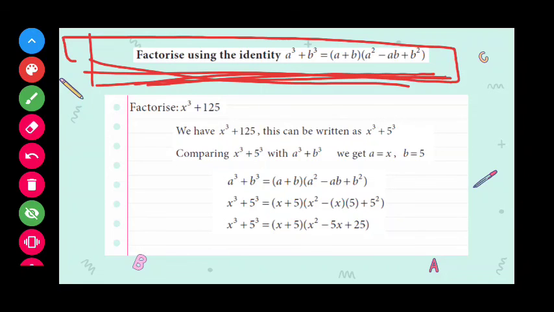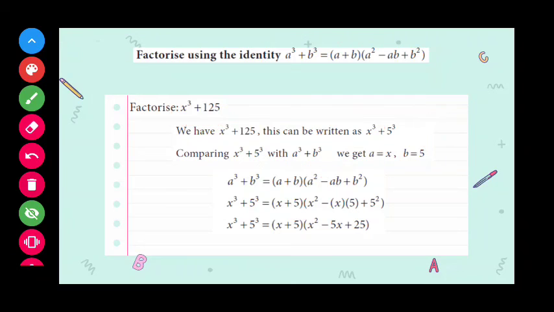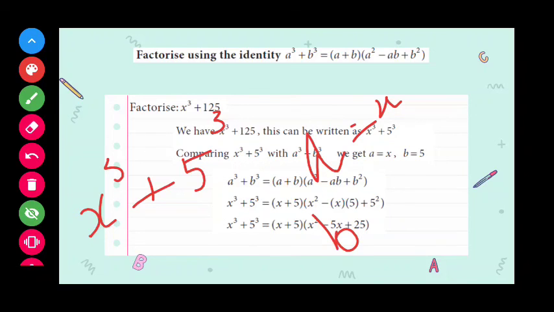Okay, so whenever you have a question like this, x cube plus 125, 125 is nothing but 5 cube. So you can write this as x cube plus 5 cube. So what is your a value now? Your a value is x. So what is your b value now? Your b value is 5. So you know a value and b value.